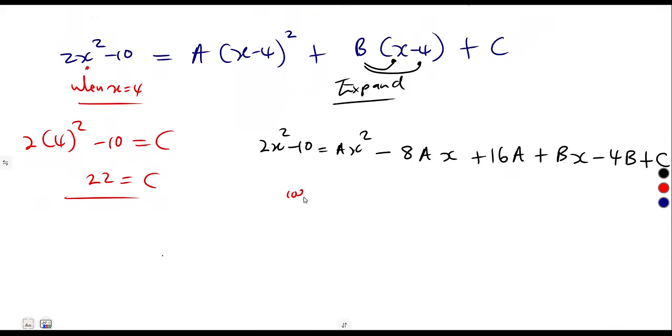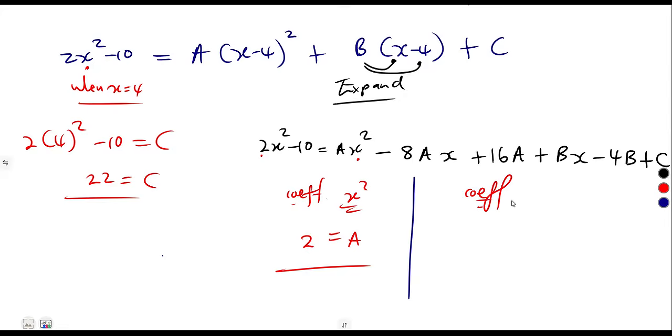Okay, so after expanding, what you can do is equate the coefficients of corresponding terms. You can even consider the coefficient of x squared. On the left-hand side, there is a 2 on x squared. On the right-hand side, there is x squared here. The coefficient is a. So meaning to say 2 is equal to a. All right, just like that.